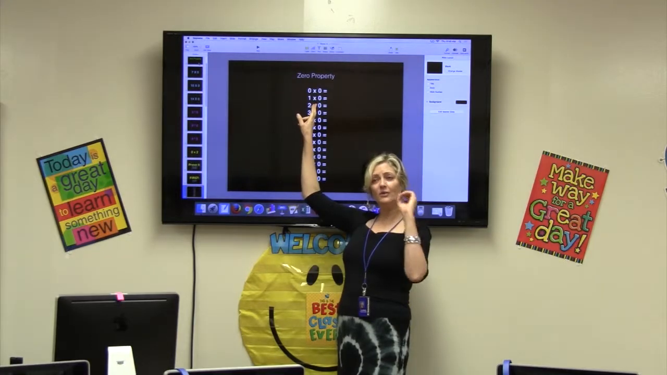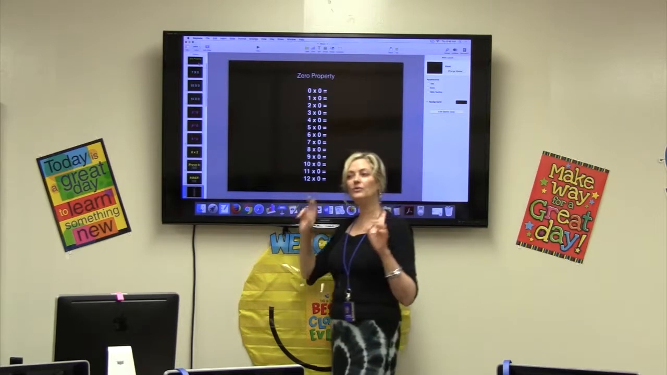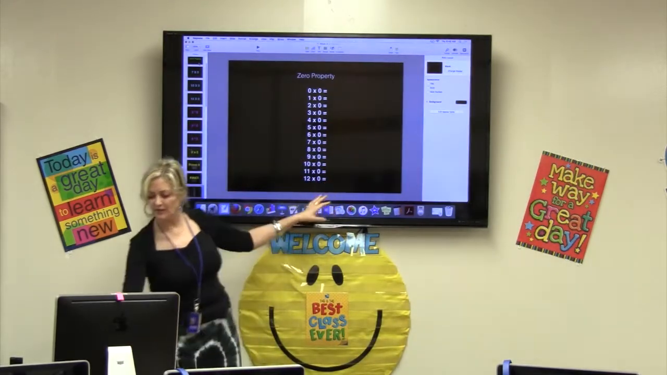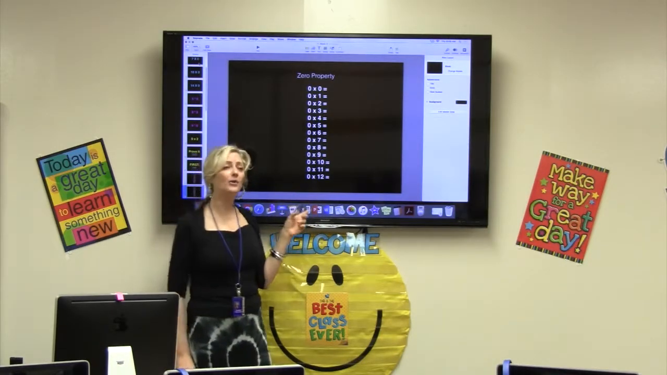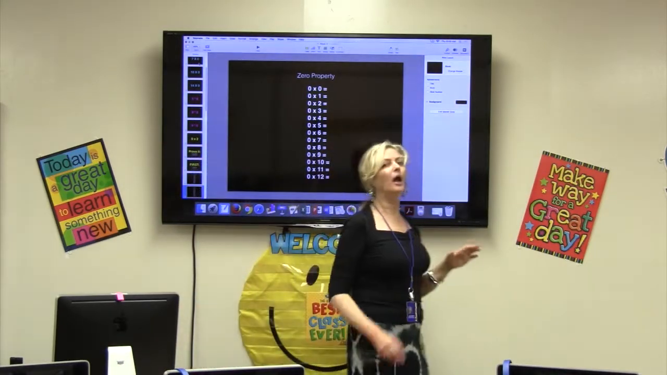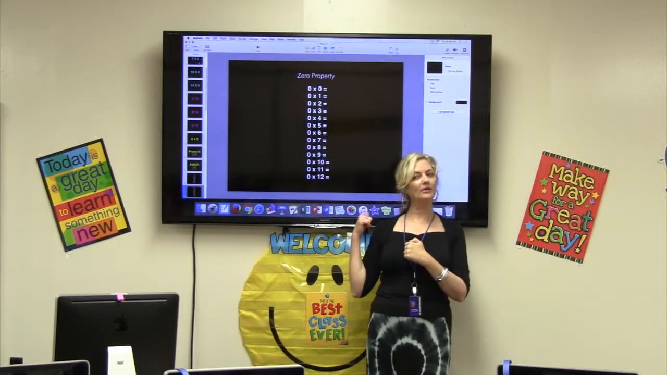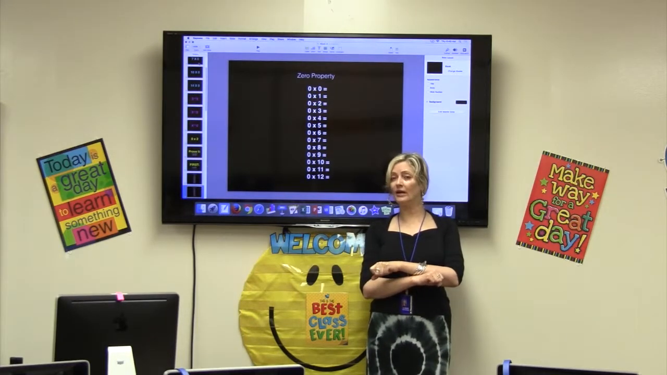So you still have 0, and we see 0 property represented here. Now hold this picture in your mind because I'm going to change it. Look at this. What just happened? What property? It is 0 property, but another property just happened. Everybody say it. What property happened? Commutative property, where we just switched those factors around.